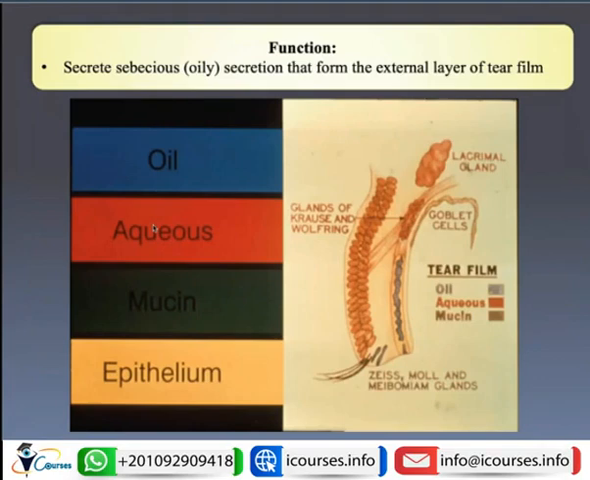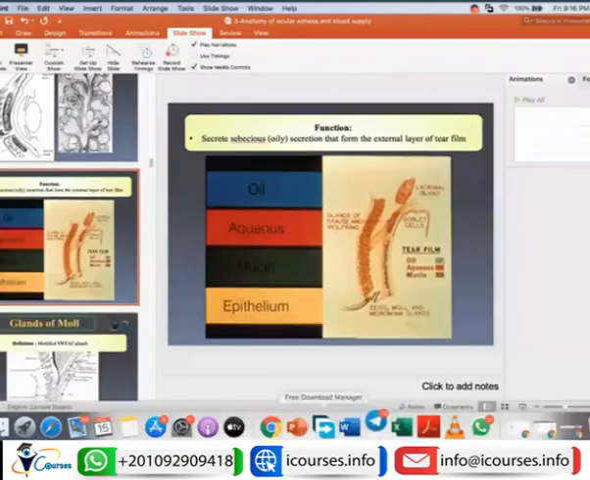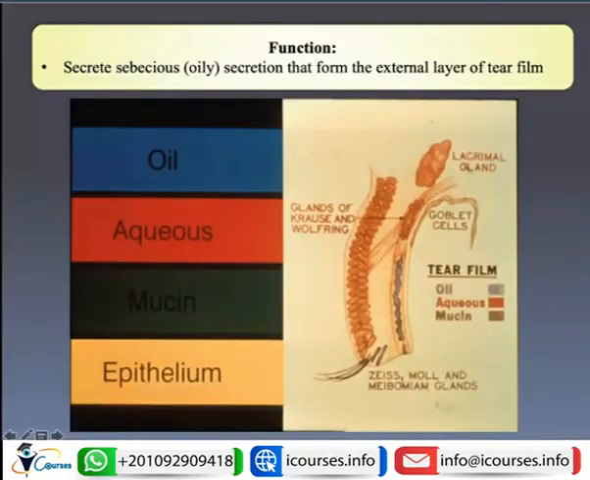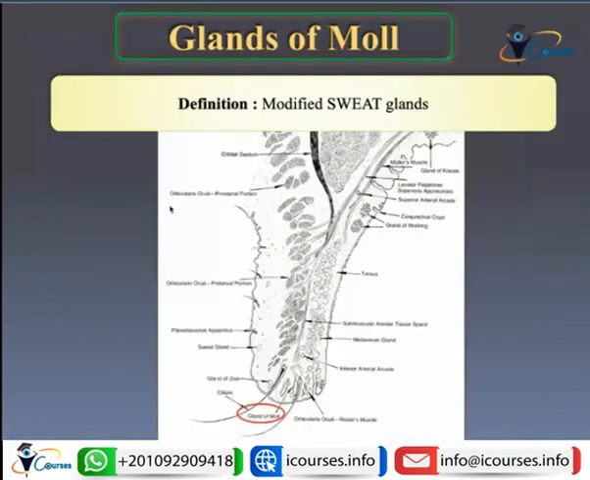So what happens if there is meibomian gland dysfunction? If there is meibomian gland dysfunction, this will lead to rapid evaporation of tears, and this will share in the pathogenesis of dry eye.